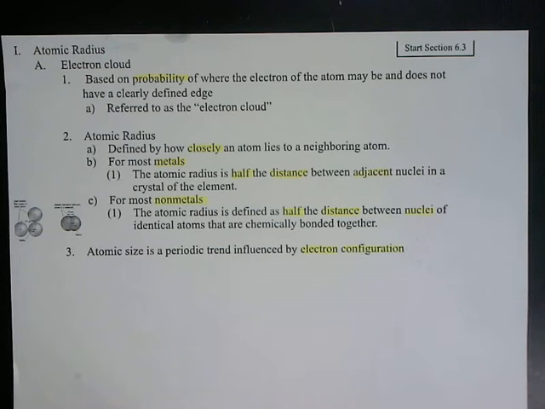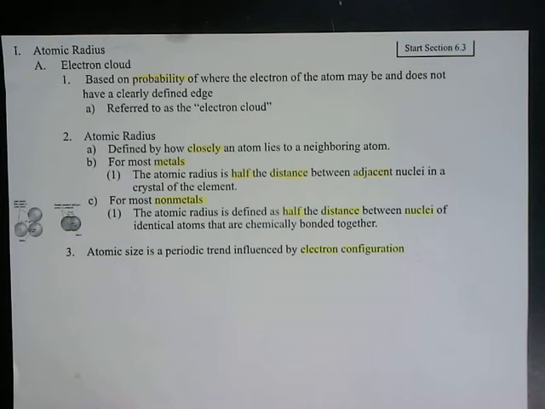Today what we're going to be talking about is section 6.3, which deals with trends within the periodic table. So before we get going into the notes, there are a couple of objectives that I have for you in this video. Objective number 1, compare period and group trends of several properties. And objective number 2, relate period and group trends in atomic radii to electron configuration.